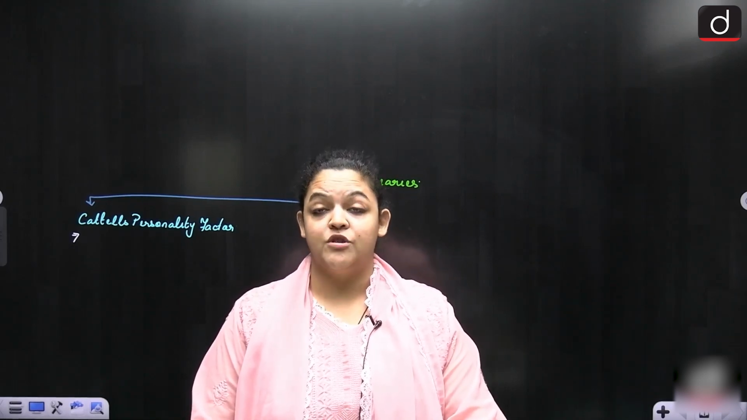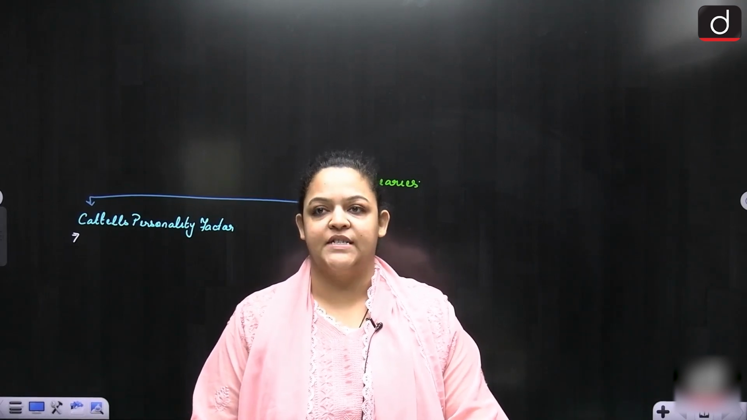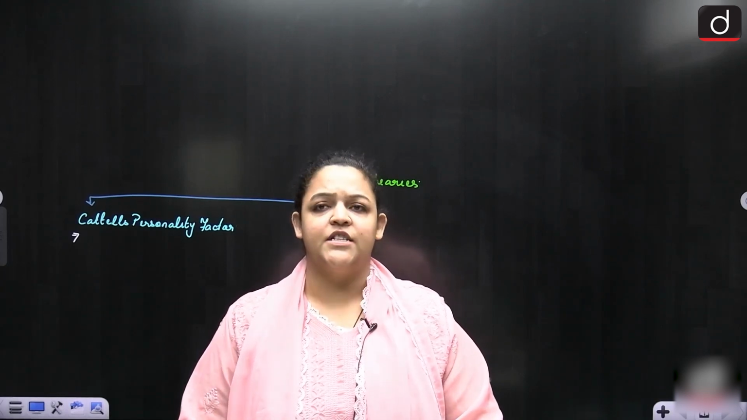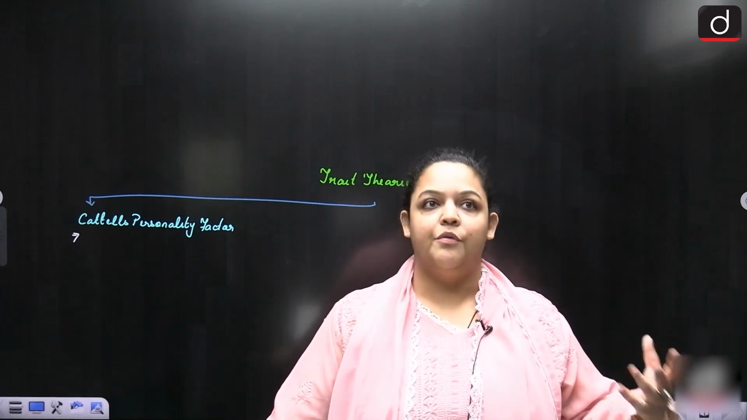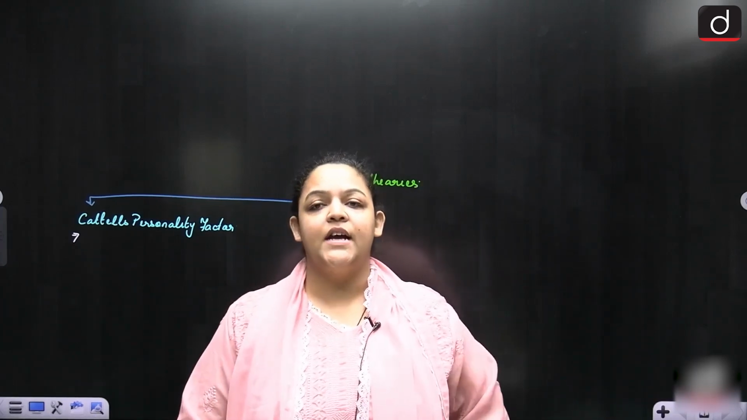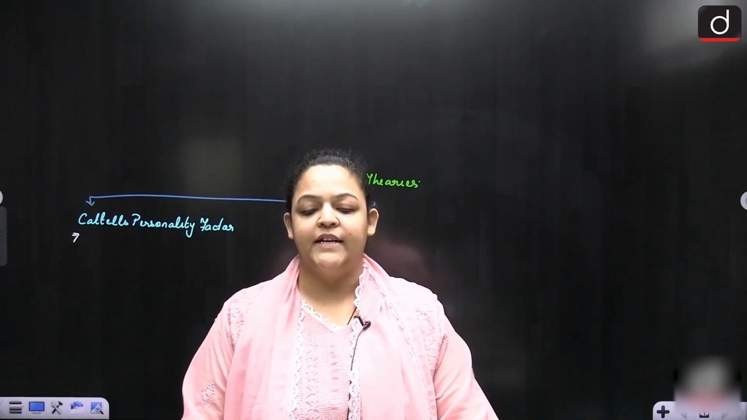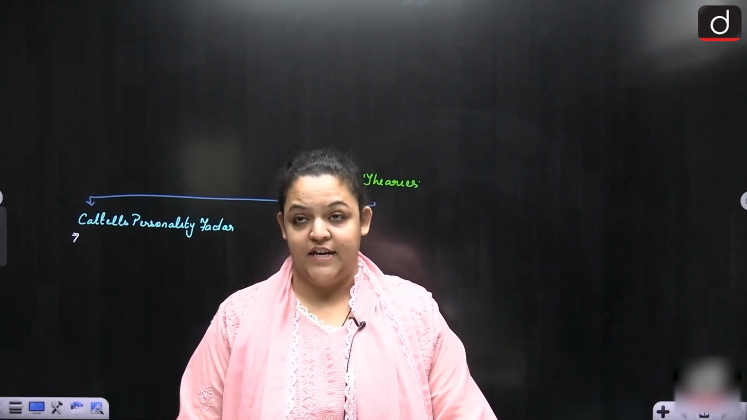Now see guys, there are a huge number of words, right? Or you can say a huge number of adjectives that we use to define a personality, isn't it? We have used different kinds of adjectives, like sociable, happy-go-lucky, outgoing. These are adjectives only, right? Okay. So now, what did Cattell do? Cattell basically used factor analysis.